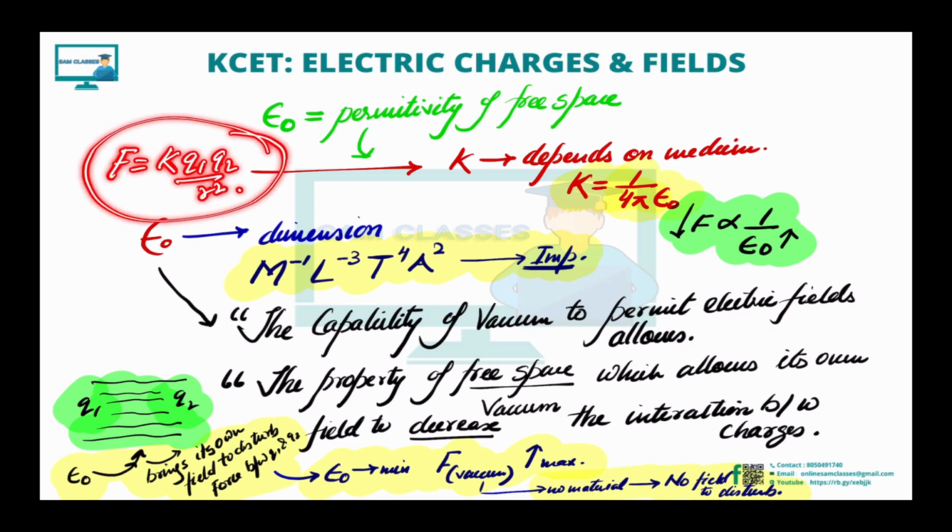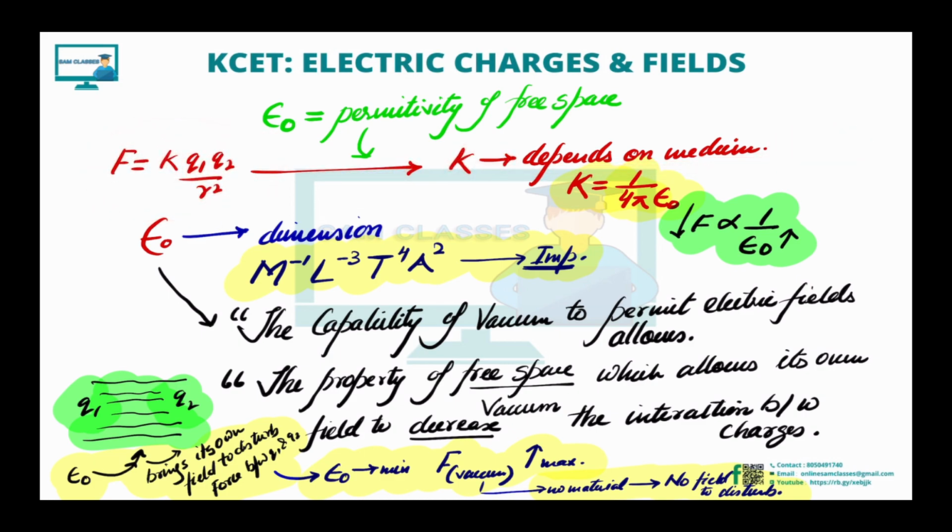So this is Coulomb's force, we know. And we know K depends on the medium. What kind of medium we are taking, it depends on that. We'll see later, just now we'll see, don't worry. So K is equal to, we already know the formula, 1 by 4 pi epsilon naught.